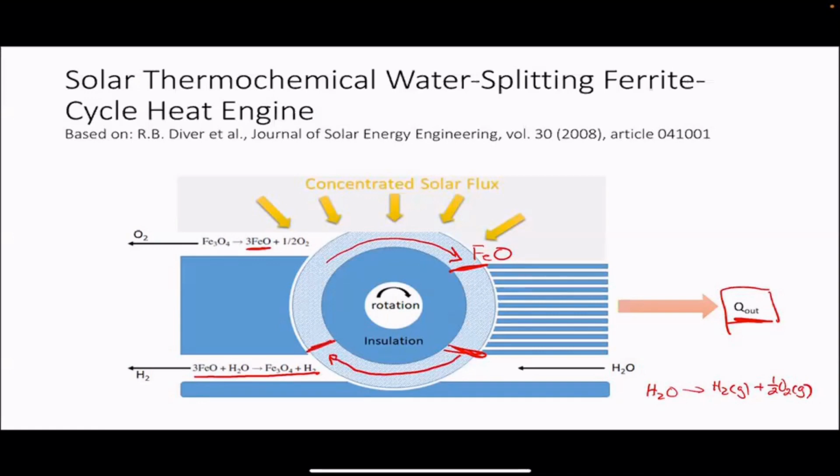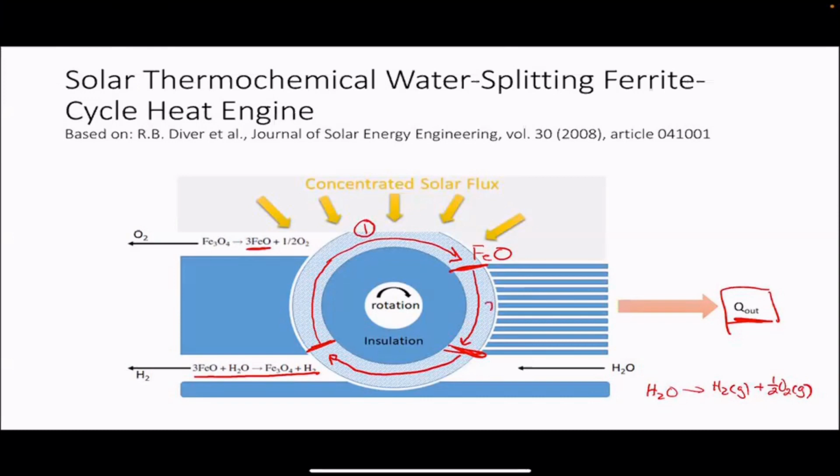And then we start the cycle again, where the solar energy is used to heat up the Fe3O4 and then decompose it back to FeO. And you do this over and over again. If you think about this, we really have a 3-step cycle: the heating and decomposition of Fe3O4 to FeO.